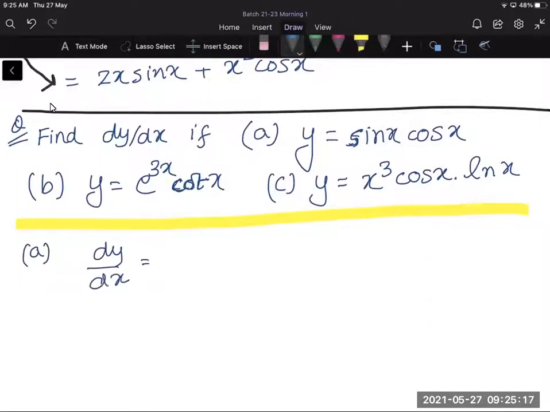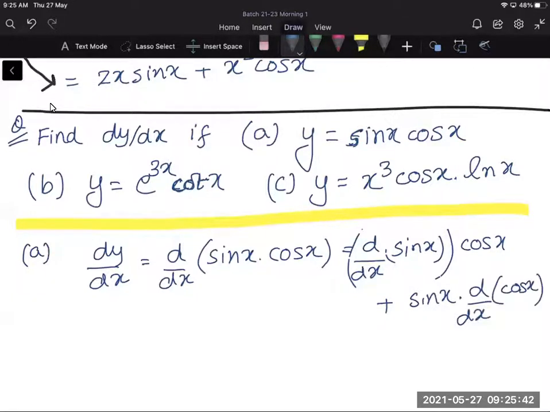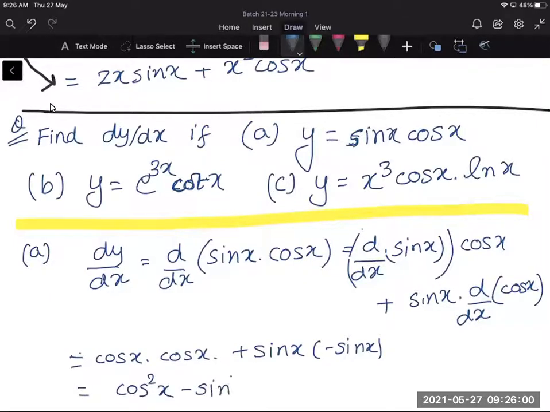dy by dx is equal to dy dx of sin x into cosine x plus sin x into dy dx of cosine x, which is equal to cosine x sin x minus... is equal to cos square x minus sin square x.